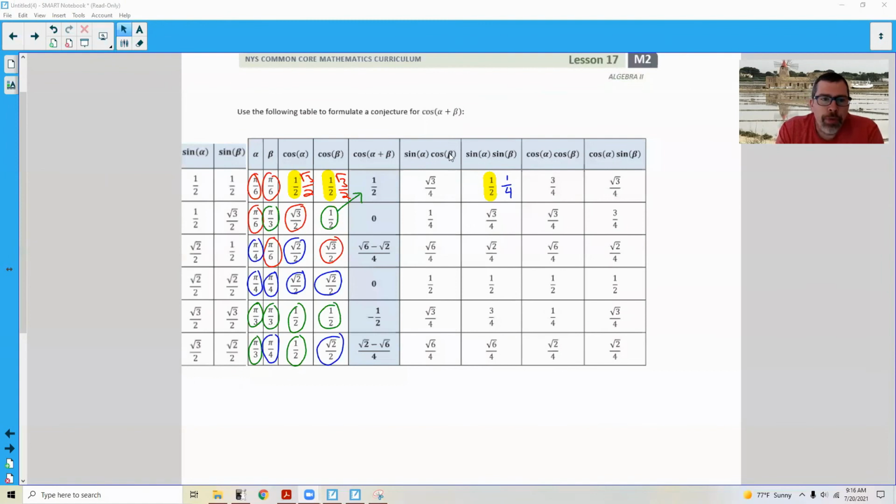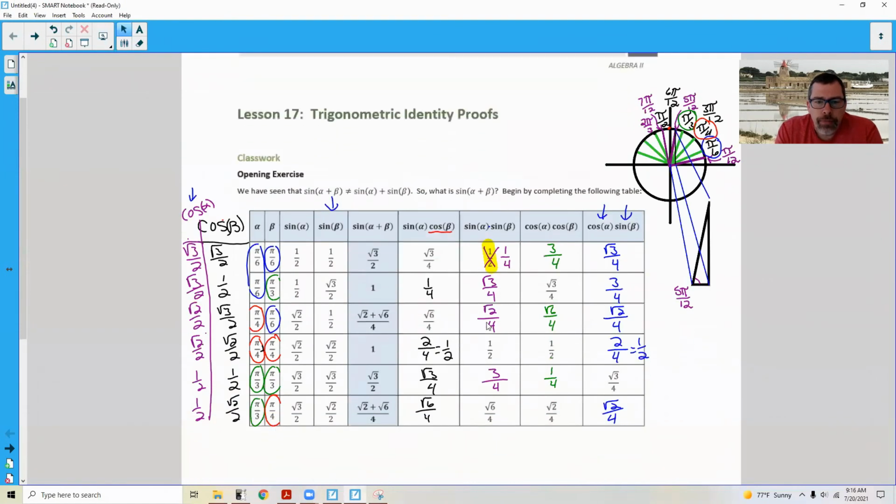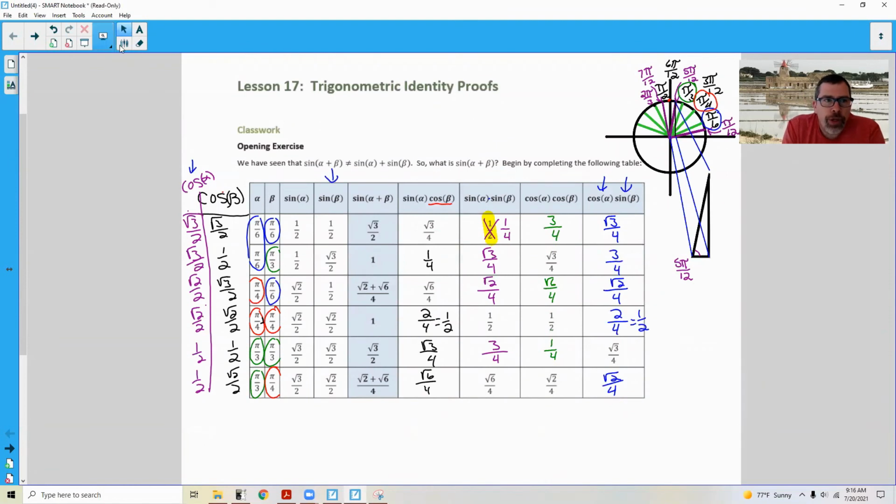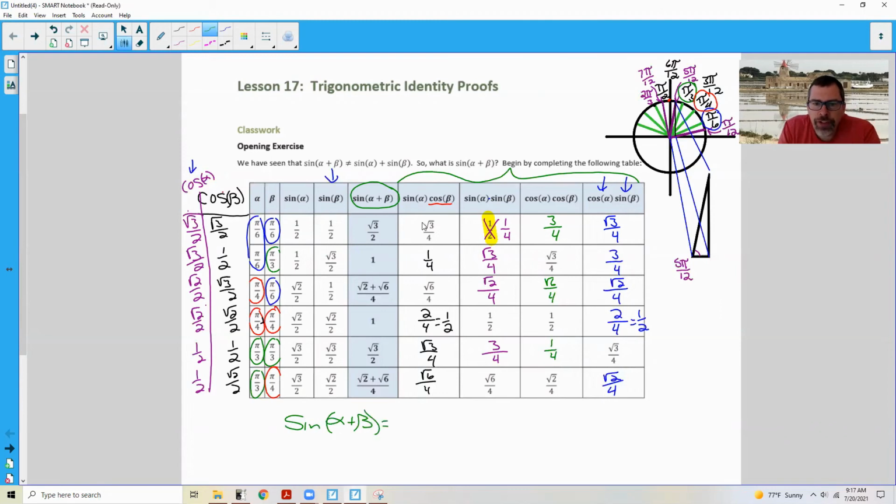Okay, so now we're on to page 2, but before I address this, let's go back to page 1. And let me ask this one question. How do we get this column from these columns? How do I get the square root of 3 over 2 from what we calculated over here? If I'm going to get a square root of 3 in the numerator, I need a square root of 3 in the numerator of my numbers that I'm going to combine here. So I'm trying to find what sine of alpha plus beta equals.